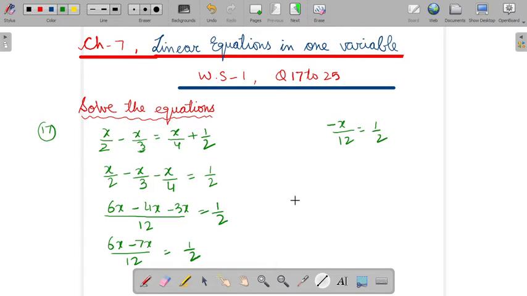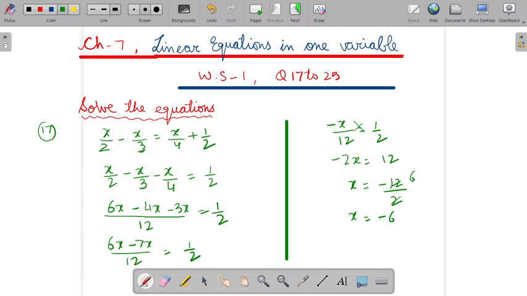What should be the next step now? What will happen? You have to cross multiply. So minus 2x equal 12. So x will be minus 12 upon 2. Write it in the standard form by taking the minus sign on the upper side. So x equal minus 6.